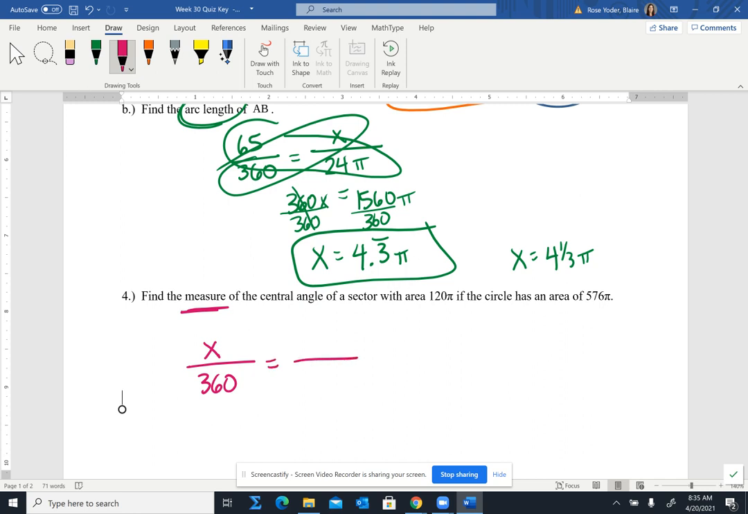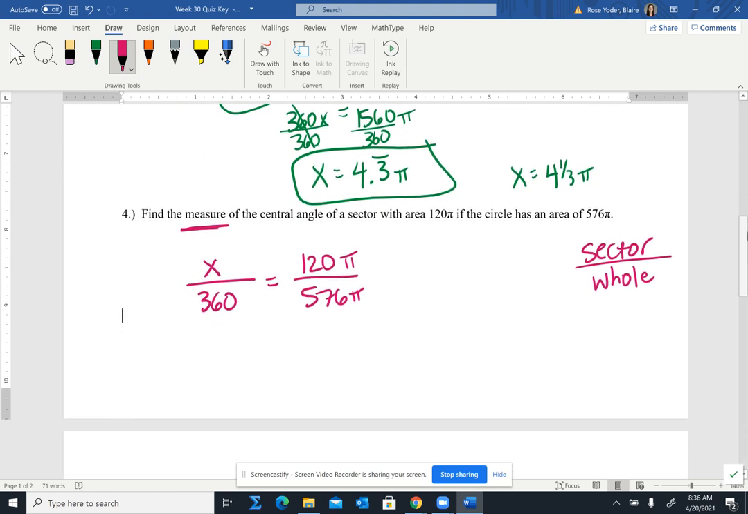And then I had some questions about, well, where do I put the other things? Well, the 360 degrees is the whole circle. So we're going to put the area of the whole circle on the bottom with the 360. The x is the number of degrees in the sector. So we're going to put the 120 pi on top. So the way that I like to do these is I always set up my proportions as the sector out of the whole circle. And then no matter what I'm doing, that reminds me what to put where. It's not the only way to solve the problem, but it works every time.